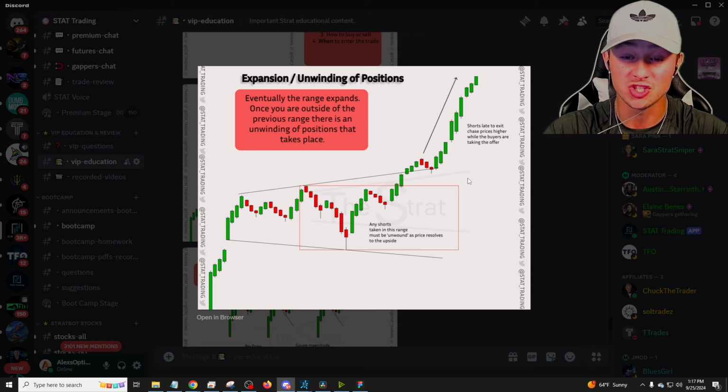Because if scenario 2 fails, it's trying to go 3. So if we reverse at the bottom of a broadening formation, it's trying to go 3, which means it's trying to go up there, right? If we reverse at the top here, it's trying to go down there, right? So hopefully that makes sense.